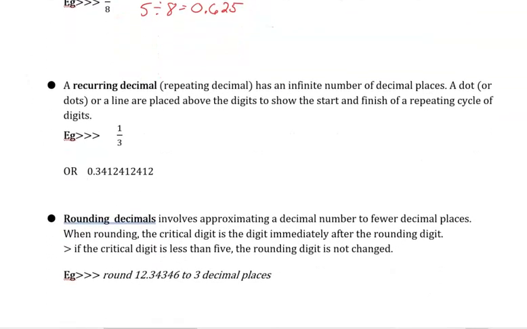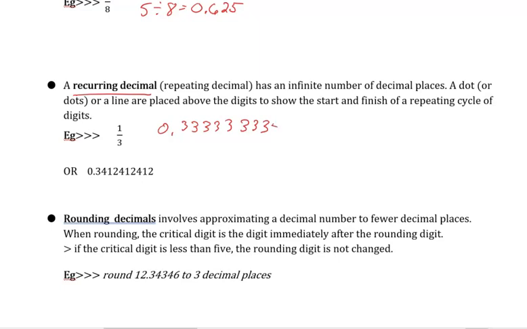Some fractions and decimals recur. So they repeat either the same number or they repeat a pattern of numbers. So 1 over 3, when you divide 1 by 3, or if you put 1 over 3 into your calculator using the fraction button, you're going to get 0.3333333 until the end of time.